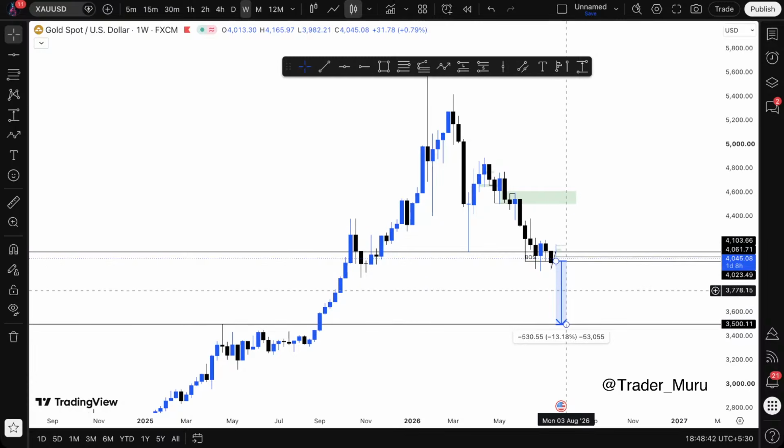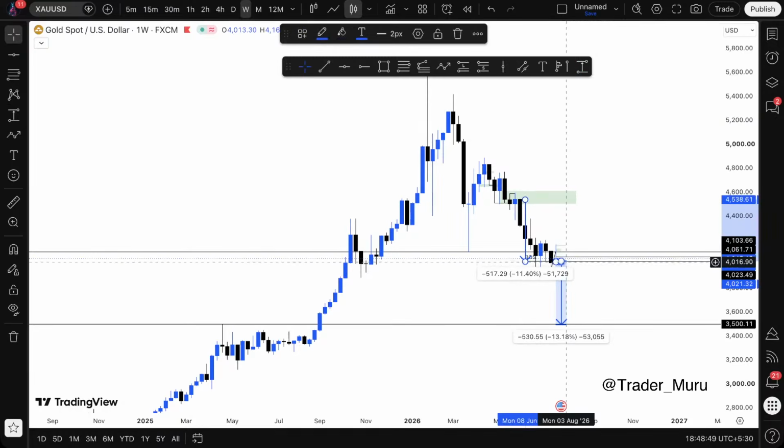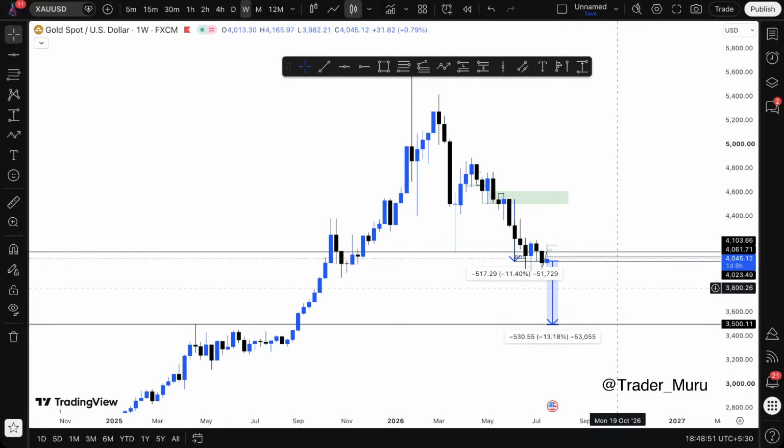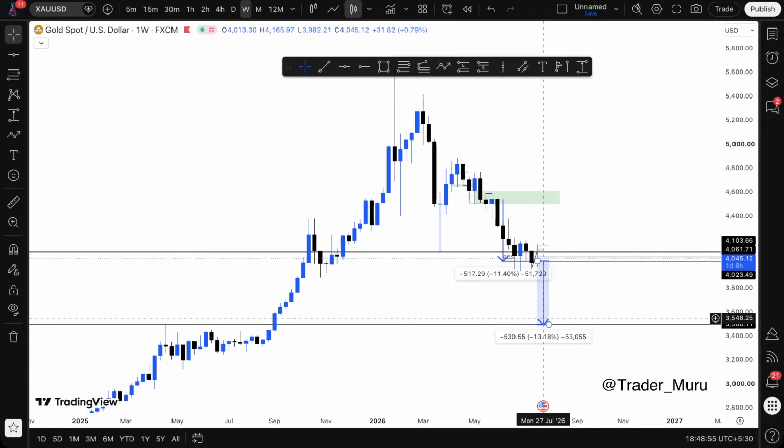I have just put this length to here, and it is giving the same target as this high.